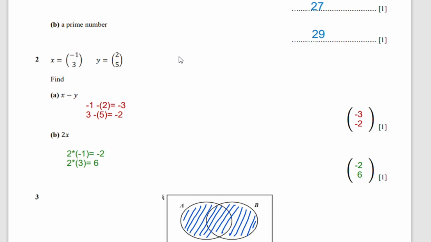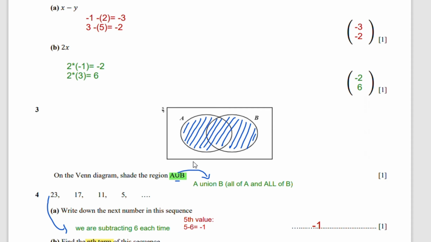So A is asking for x minus y. So we take the x value and then subtract the y from it. As you can see, -1 minus 2 will give us -3, and 3 minus 5 will give us -2. So the answer is (-3, -2). Going to part B, 2x. So we'll be multiplying 2 by the value of x. So 2 multiplied by -1 is -2, and 2 multiplied by 3 is 6. So it is (-2, 6).